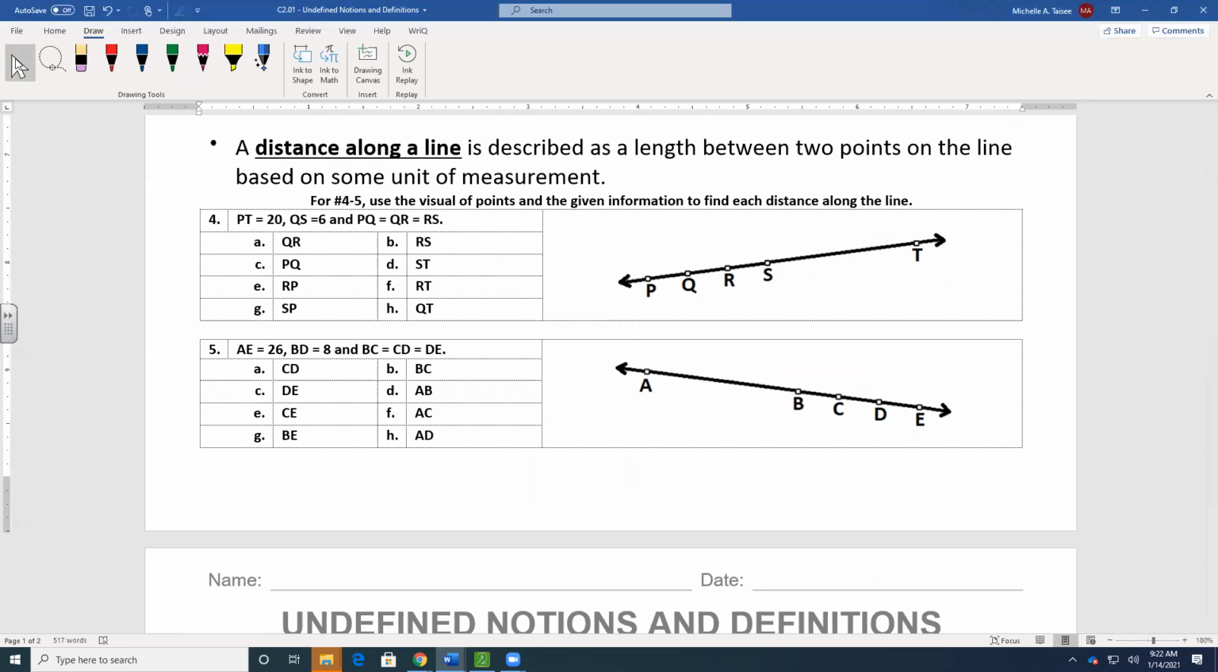So for number 4, A through H, I'm looking for the distance from Q to R for A, the distance from R to S for B, the distance from P to Q for C, and so on, right? Looking for distances. So I have some distances that are given, so I'm going to draw on my picture. From P to T has a length of 20. So I'm going to put a 20 from P to T. All right, then from Q to S is 6.